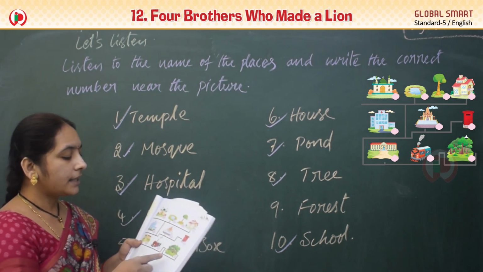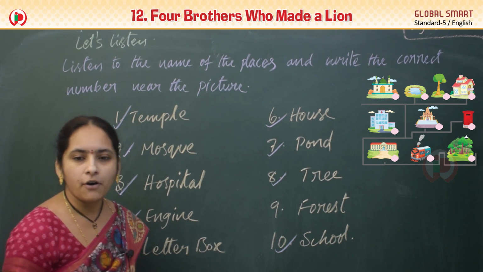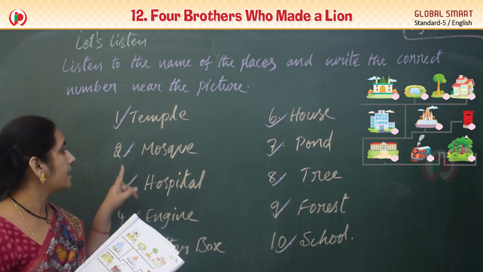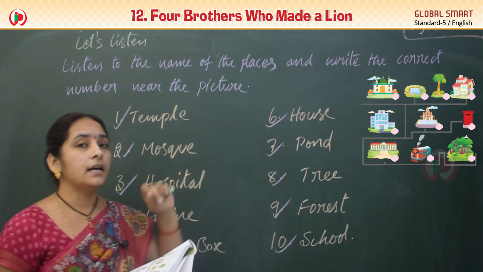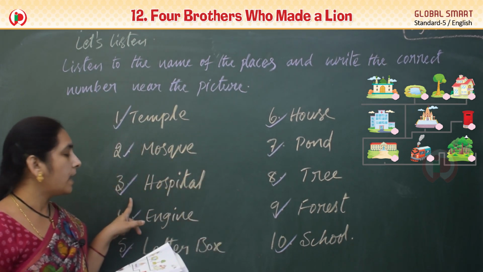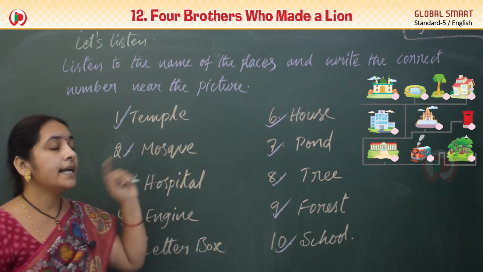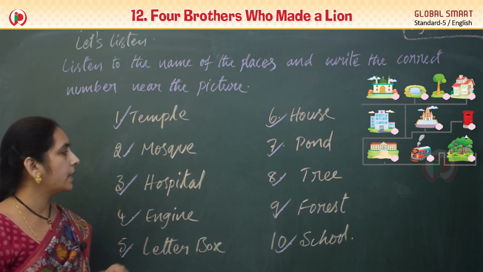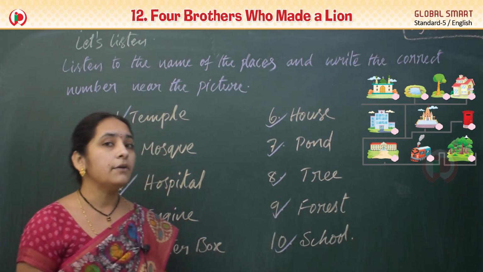And the last one, many trees. We have more and more trees. Thick trees are called a forest. So there, yes, give the number 9. So the first one is a mask, give the number 2 there. Next pond, number 7. Next third picture, tree, number 8. Next picture, house, number 6. Next one, hospital, number 3. Next one, temple, number 1 we should give. Next we have letterbox, number 5. Next we have school, number 10. Next engine, number 4. And the last picture, forest, give number 9 to it.